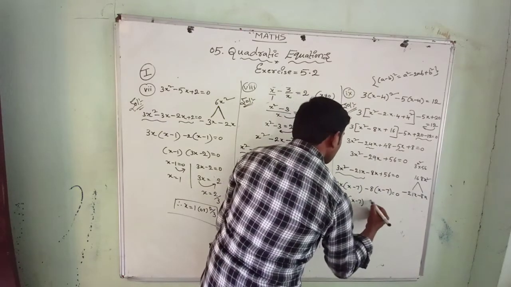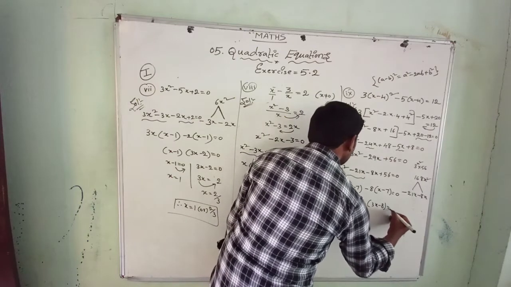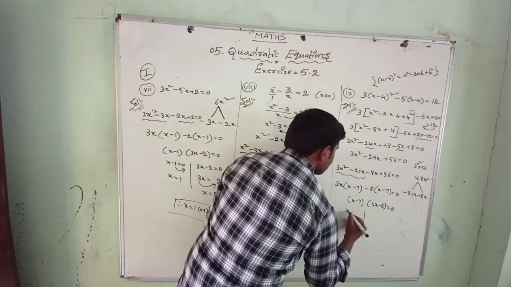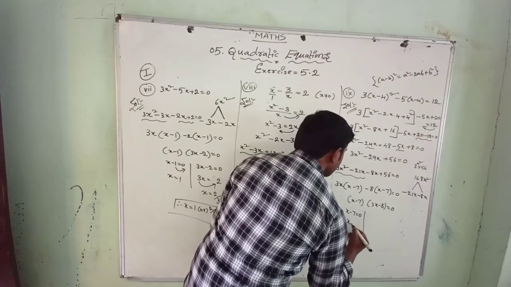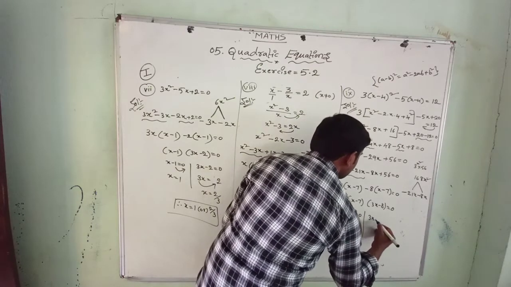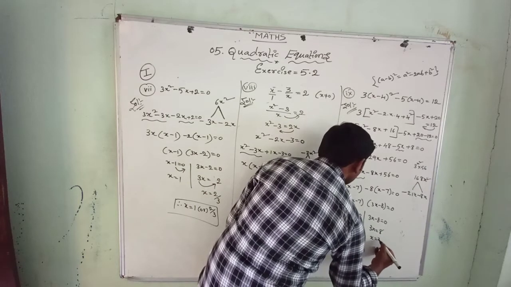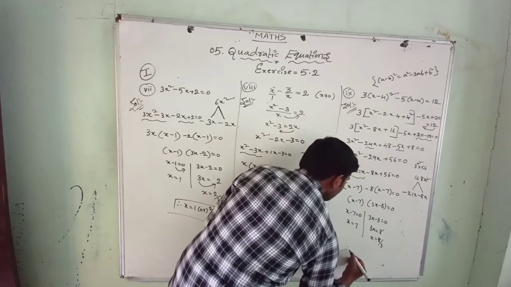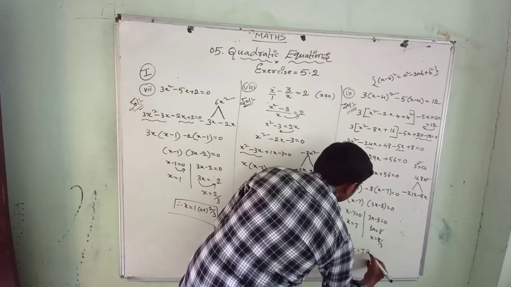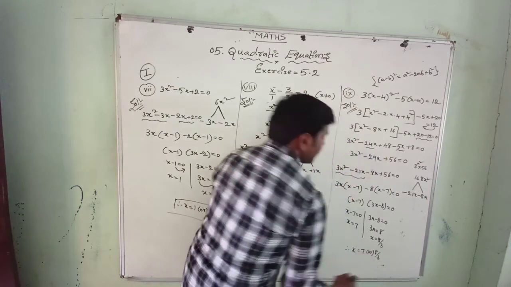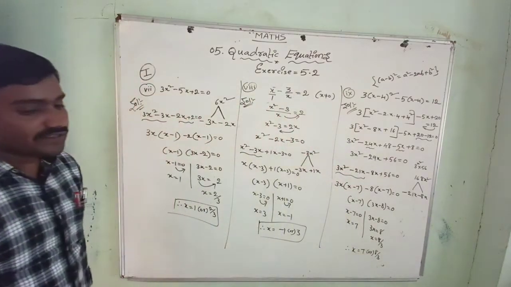So x minus 7 and 3x minus 8 equal to 0. Here x minus 7 equal to 0, where x equal to plus 7. 3x minus 8 equal to 0, where 3x equal to 8, x equal to 8 by 3. Therefore the solution is x equal to 7 or 8 by 3.